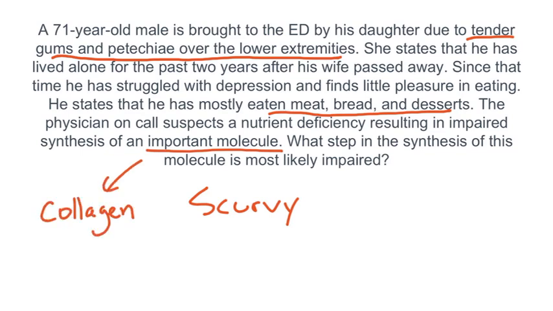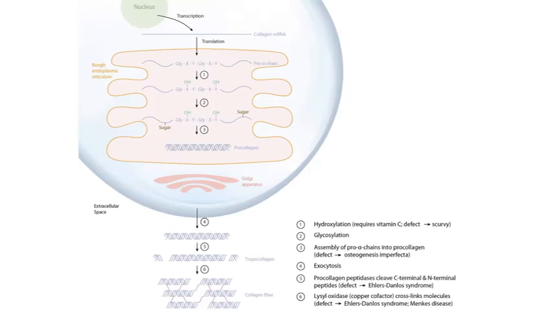Okay, with this in mind, we're asked what step in the synthesis of this molecule is most likely impaired. If we look at the overview image, we can see that hydroxylation of the pro-alpha chain requires vitamin C. So in answer to the question, hydroxylation of the pro-alpha chain is most likely impaired. Okay, let's continue discussing collagen synthesis.